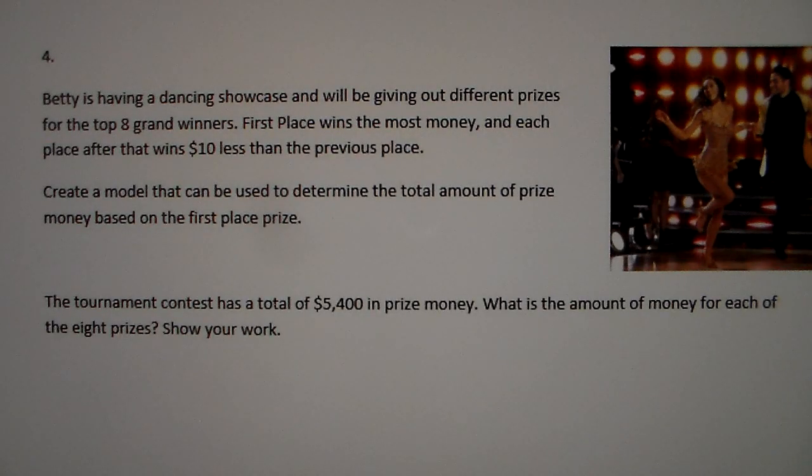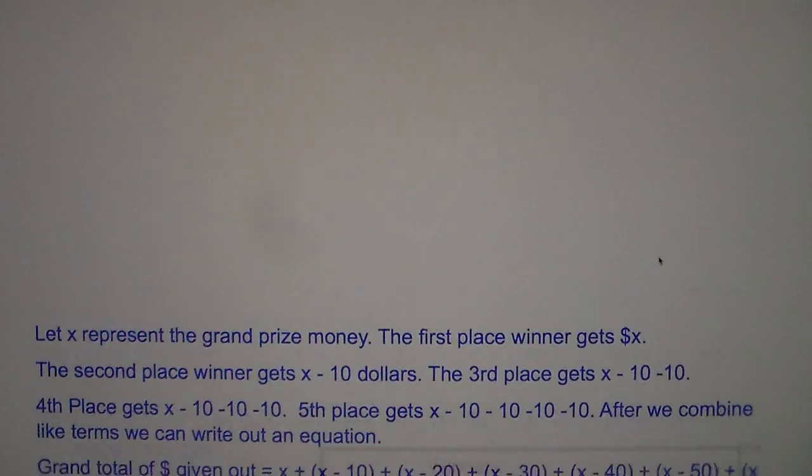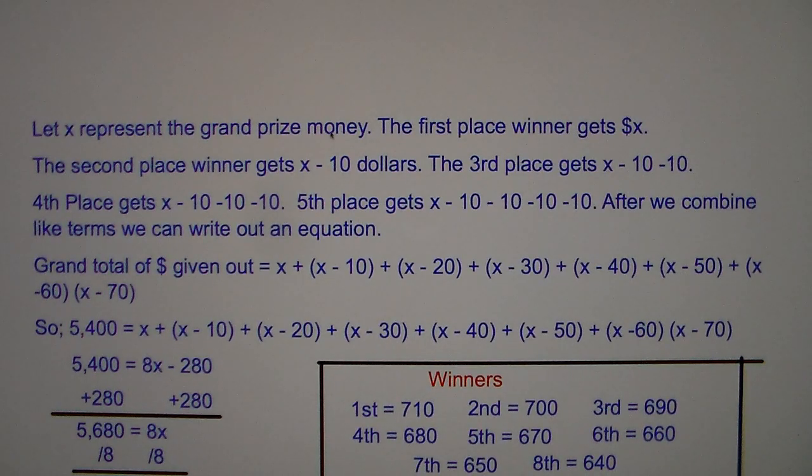Last problem here that we gotta do together. Betty is having a dancing showcase and will be giving out different prizes for the top eight grand winners. First place wins the most money, and each place after that wins $10 less than the previous place. Create a model that can be used to determine the total amount of prize money based on the first place prize. The tournament contest has a total of $5,400 in prize money. What is the amount of money for each of the eight prizes? Show your work. So this is going to be a lot of work because there's eight prizes. They're like having lots of winners here.